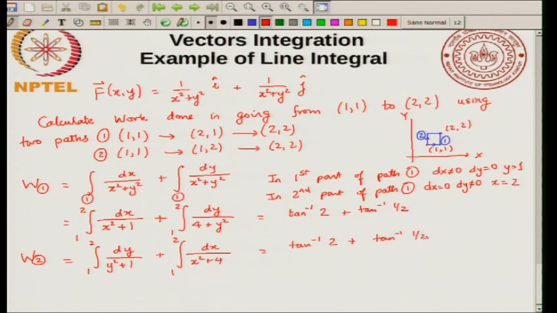So, basically what you find is that the work is the same for both these paths, and in this case you can easily look at f of x, y. For these two paths you get the same work. But is it path independent in general? The answer is, not path independent in general.